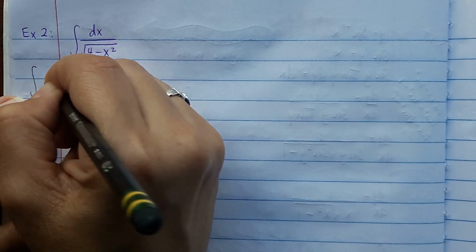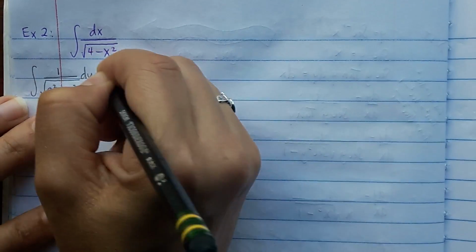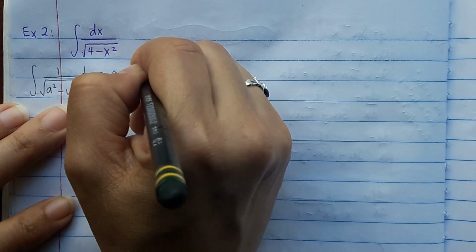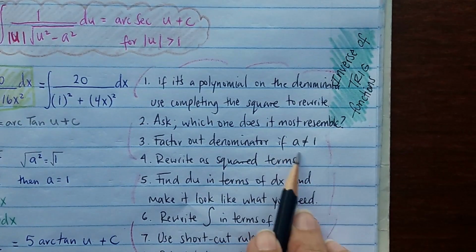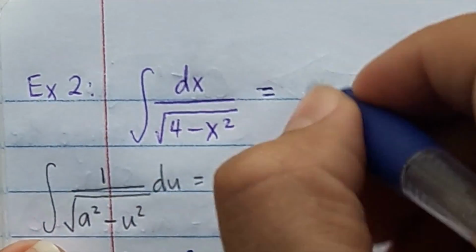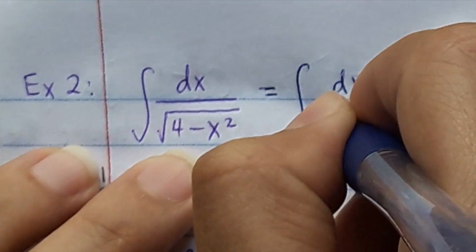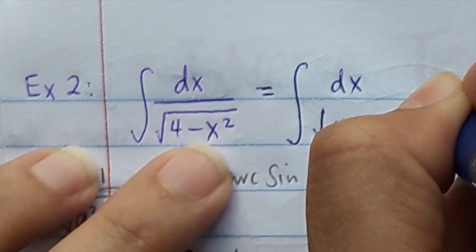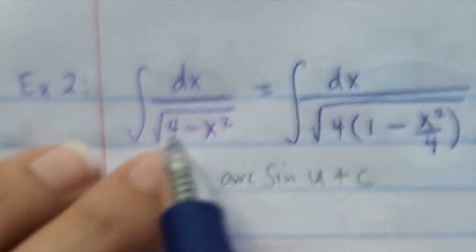So the integral of 1 over the square root of a squared minus u squared du is arc sine u plus c. And the key is to make it look like that. So factor out the denominator if a is not equal to 1. A is not equal to 1, so we do need to factor it out. How do we factor that out? We'll take out 4. If we take out 4, what's left? 1 minus x squared over 4, because we've taken out 4.